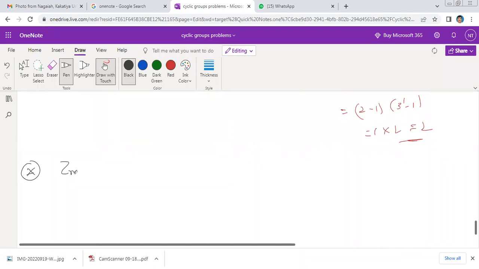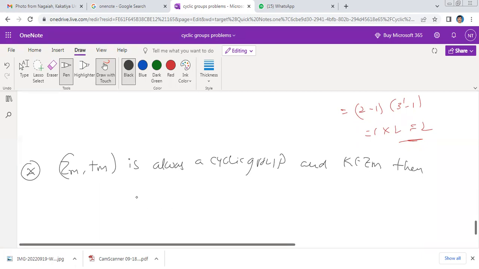Z_m under addition modulo m is one property. Z_m under addition modulo m is always a cyclic group. Remember, it is always a cyclic group. In case k is an element in Z_m, then k is a generator if and only if GCD of k comma m is equal to 1.